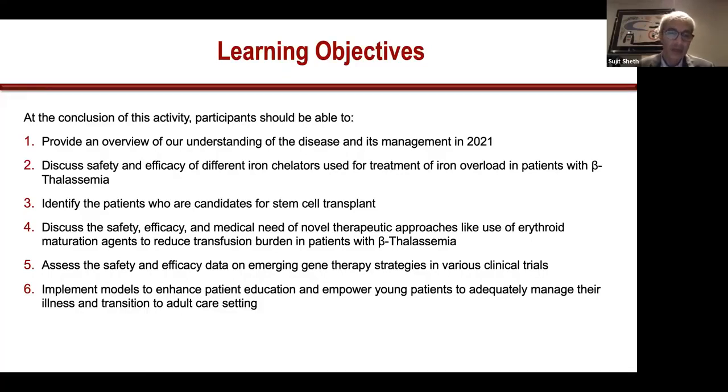We will talk about the safety and efficacy data on emerging gene therapy strategies and the various clinical trials that are ongoing. And finally, talk a little bit about models to enhance patient education and empower young patients to adequately manage their illness and transition to adult care settings.